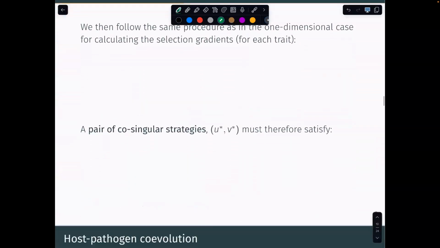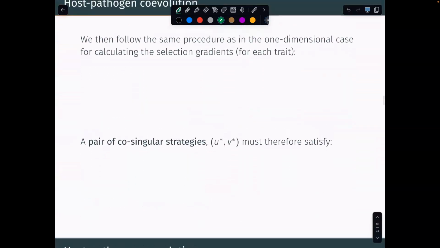Okay, so just like before, we can work out our selection gradients in exactly the same way. So now we're going to have 2 selection gradients. We're going to be thinking about what is the selection gradient for our host, and what is the selection gradient for our pathogen? So one way of thinking about this is we're in a two-dimensional space now.